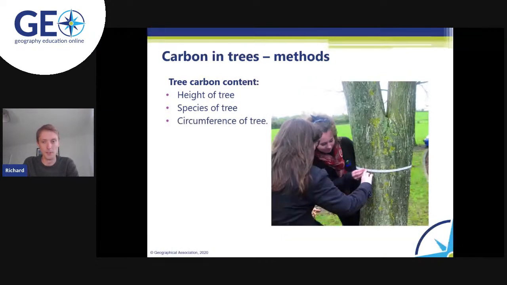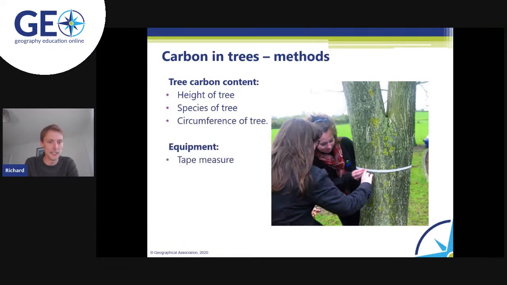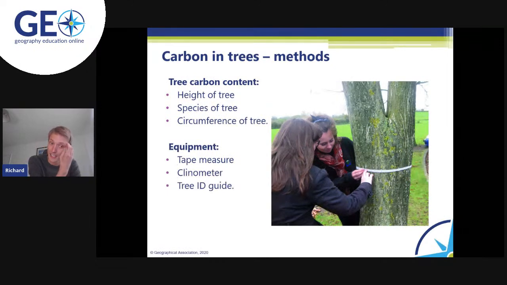And you need to know the circumference of your tree as well. So I think girth was mentioned there and in the comments as well. Yeah. And very simply, just as demonstrated in that photograph, you can measure how wide your tree is, or the circumference of your tree. So the bits of equipment you would need: tape measure, clinometer, and some way of identifying a tree.